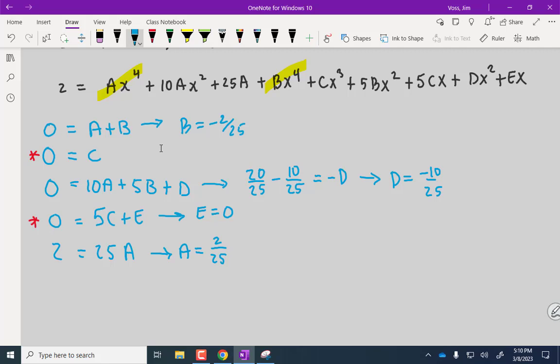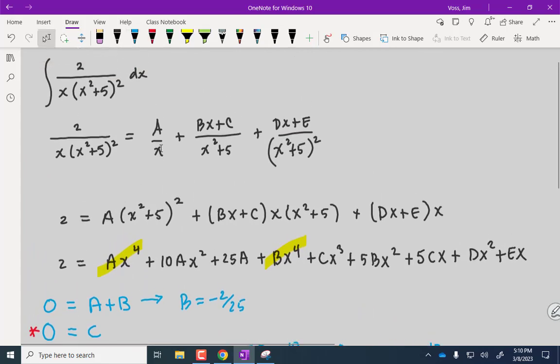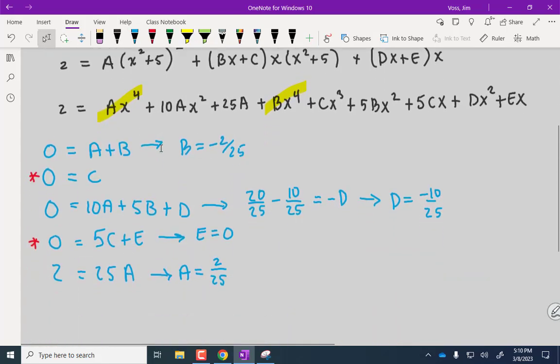Feels like we should be at the end of the problem. Yeah, we should be, but no, we're not. We're only halfway done, if we're lucky. All right, so it was after integrating that it got really weird for me.